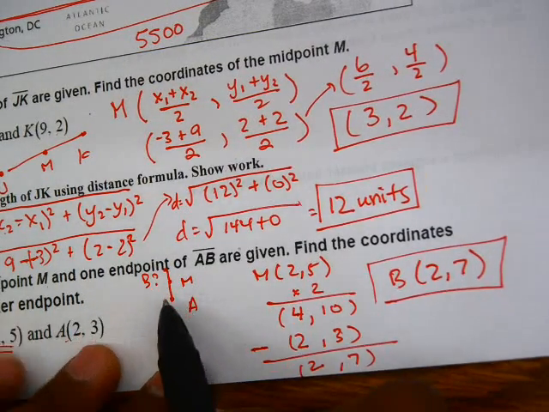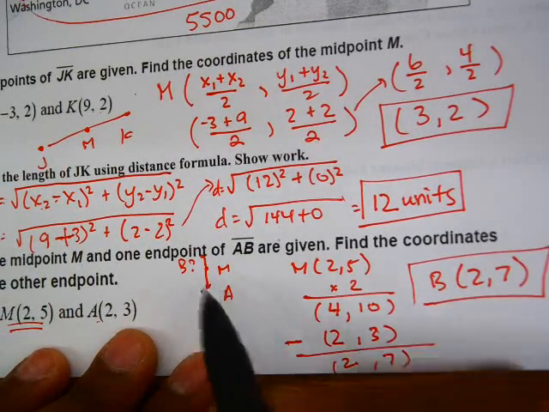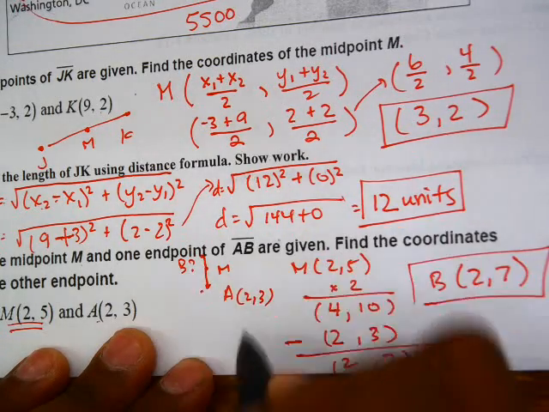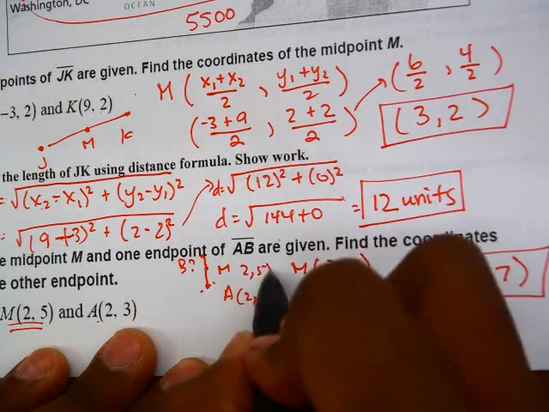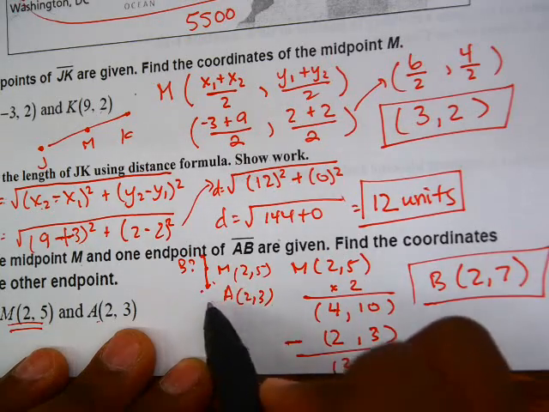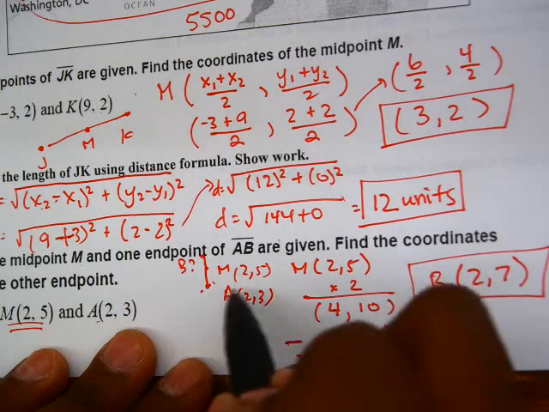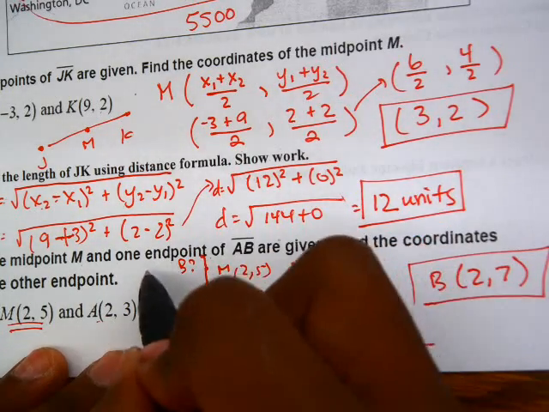You can kind of see that there. A is at 2, 3. M is at 2, 5. So it's 2 units strictly straight up from A. So 2 units more would be 2, 7. That's where B is.